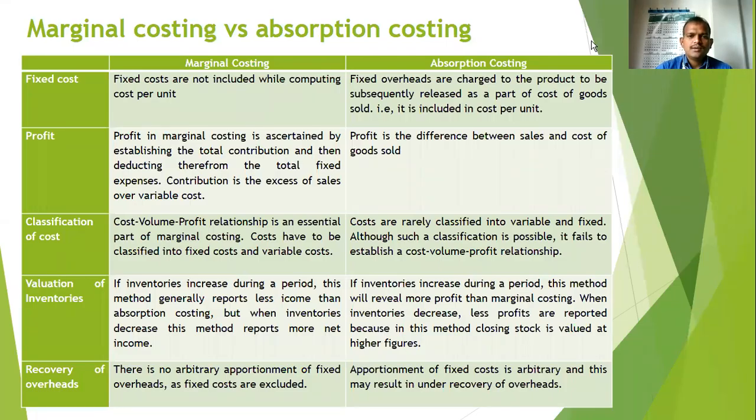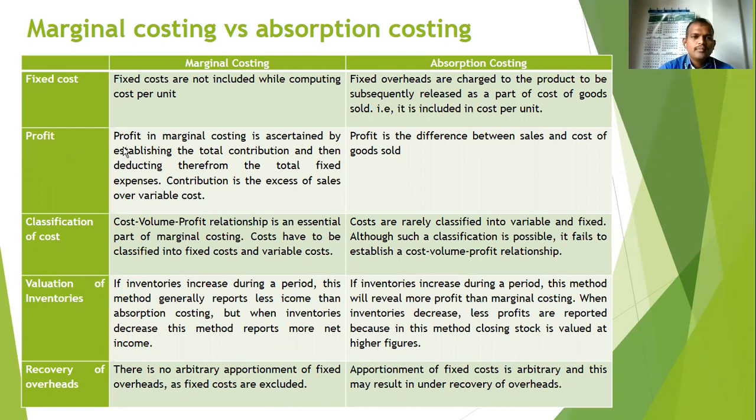Marginal costing versus absorption costing. So, how to treat the fixed cost under marginal costing? Fixed costs are not included while computing cost per unit. It means it is not going to be charged as a cost of product. Under absorption costing, fixed overheads are charged to product to be subsequently released as a part of cost of goods sold. That is, it is included in cost per unit. But in marginal costing, it is not included in cost per unit.